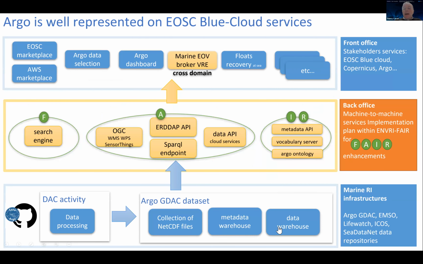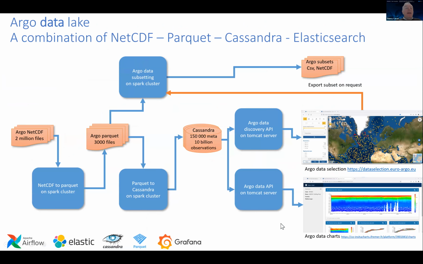Back to the presentation. So here it's a warehouse for metadata. We also have a data warehouse. From the same set of 2 million files, we extract the data into the same 3,000 Argo Parquet files. From there, we take the data itself, not the metadata only, into a Cassandra database. This Cassandra database has 150,000 metadata and 10 billion observations. Cassandra is very efficient for interactive queries. Interactive means an answer within less than 1 second. This content is served through APIs for applications such as data visualization, data selection, or data subsetting.